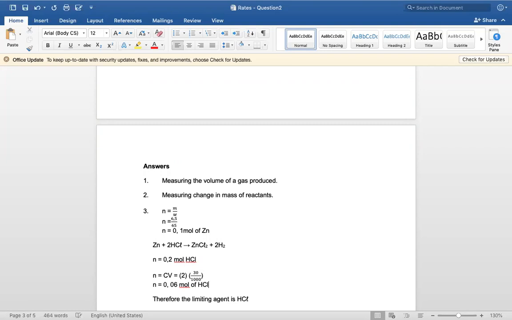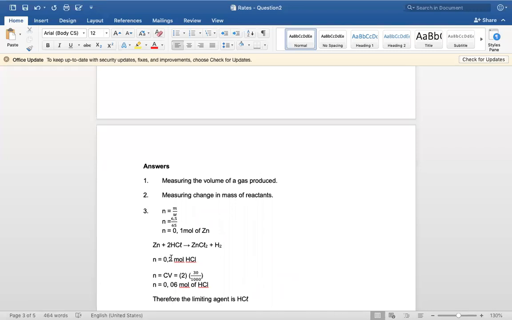Sorry, Ma'am, why does it say 2H2? Where? Here? It's supposed to be just H2, isn't it? Yeah, that's correct. Zn plus HCl gives you ZnCl2 plus H2. That's balanced. It is correct.